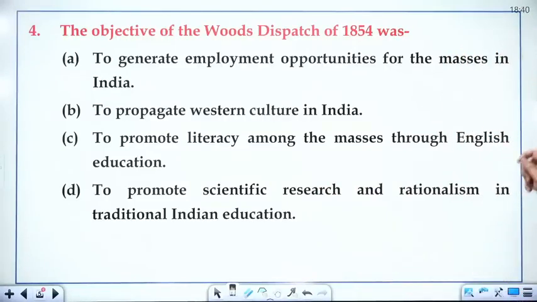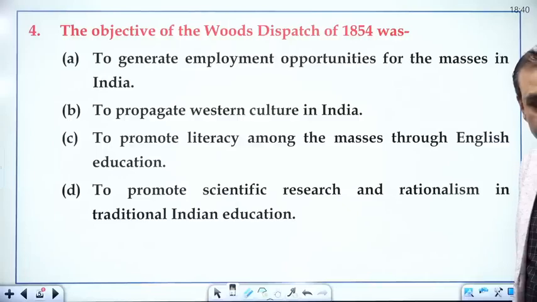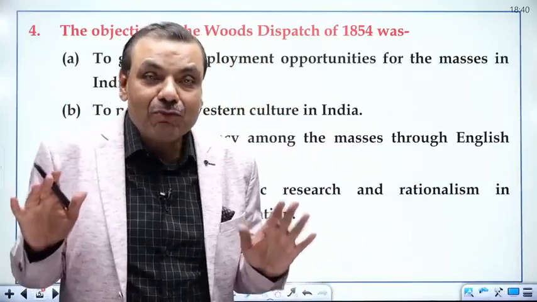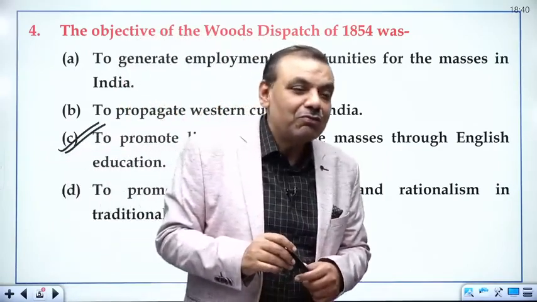Question number 4. The objective of the Wood's Dispatch of 1854 was, choice A, to generate employment opportunities for the masses in India; choice B, to propagate Western culture in India; choice C, to promote literacy among the masses through English education; and choice D, to promote scientific research and rationalism in traditional Indian education. Be fast. C, yes. C is the correct choice. You have performed well. You have chosen 4 out of 4 right choices.